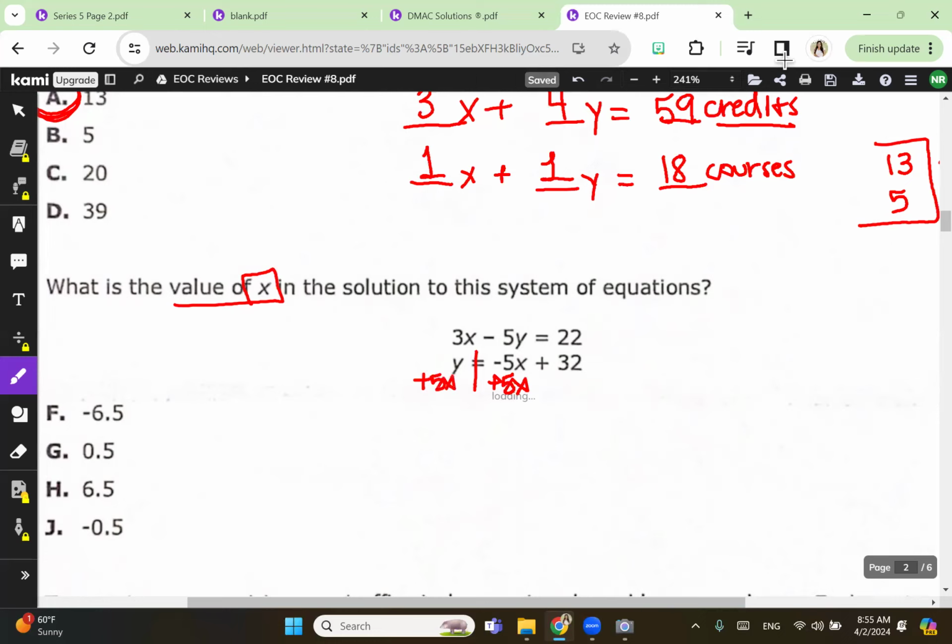Now, since x has to be in the front, 5x goes in the front plus y equals 32. All right, and we're back to matrix.